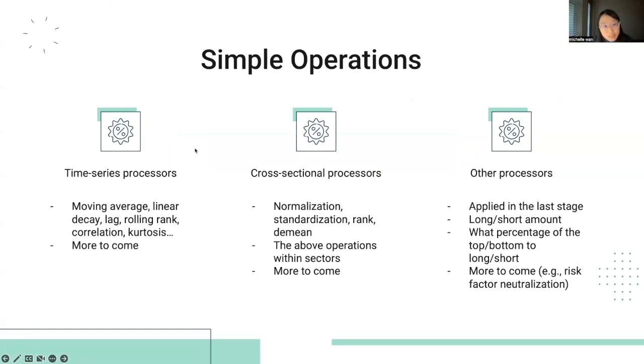Time series processors are pretty self-explanatory. I'm not gonna spend too much time on that. And then cross-sectional processors, those are pretty self-explanatory as well. For example, rank and rank within sector, because those are just applied cross-sectionally.